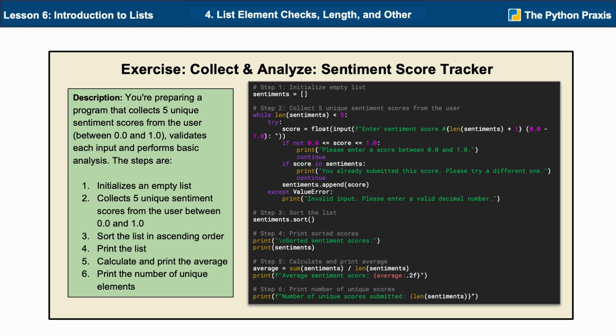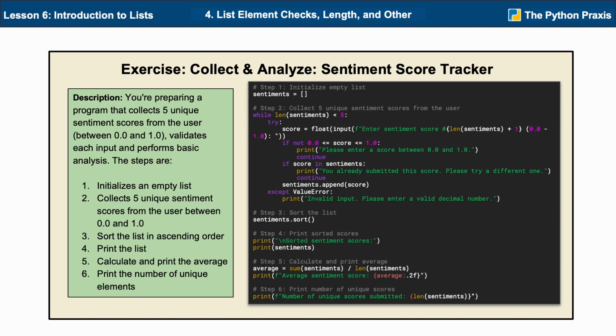Next up, we calculate the average by summing all the values and dividing by the number of items in the list, using the sum and len functions on the sentiments list. The next line prints the average with just 2 decimal places using Python's f-string formatting. Finally, we print how many scores were submitted. Should always be 5 here, since we controlled that with the while loop.